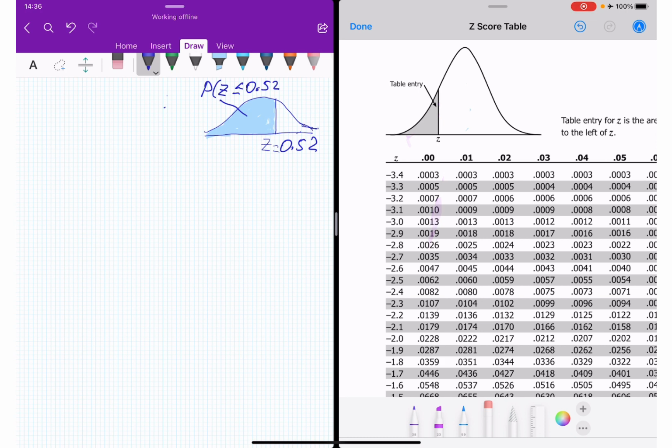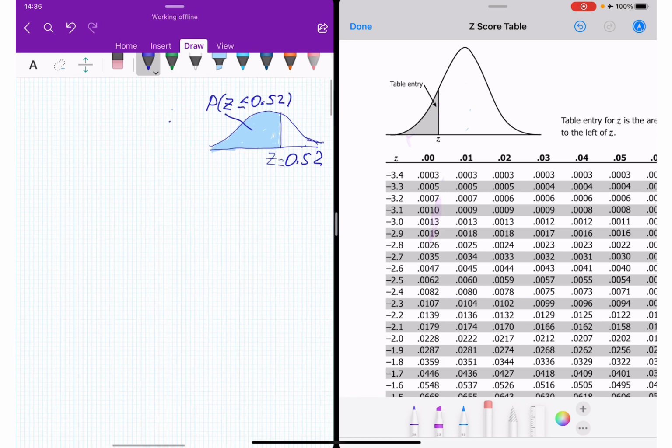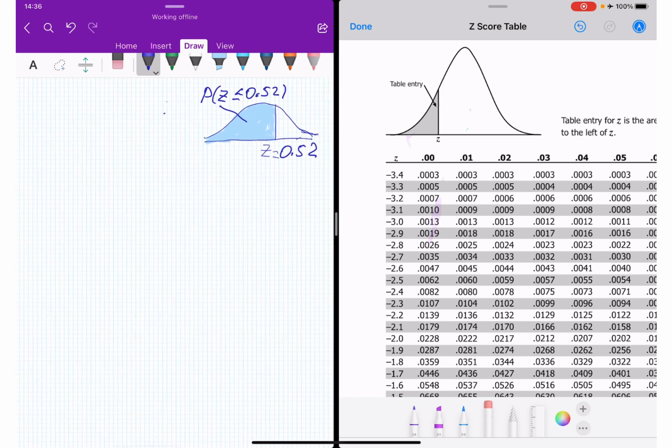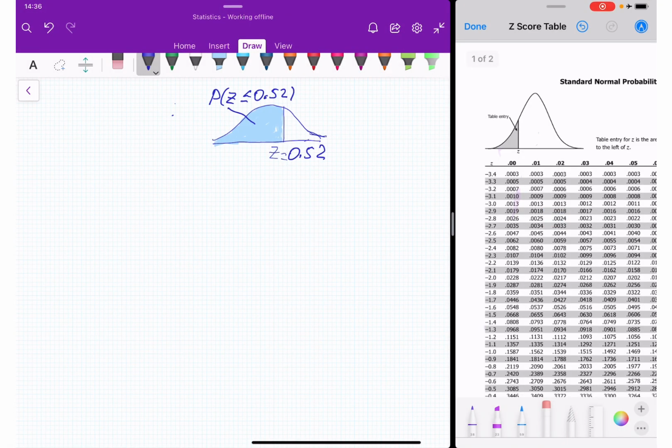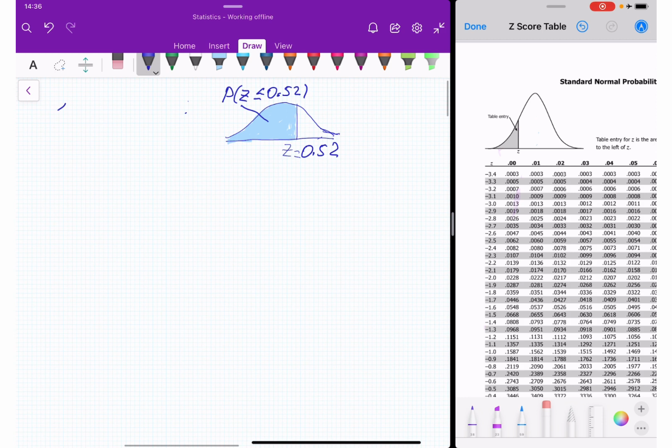So probability is nothing else but the area for normal distribution, okay? Once I find this area, that means I will also find the probability. So how am I going to find it? We need to find the probability for z-score less than or equal to 0.52. All right, so let's go here to our table.